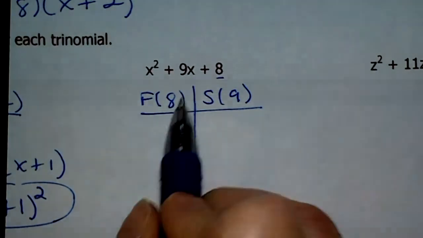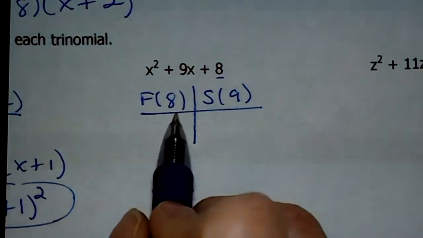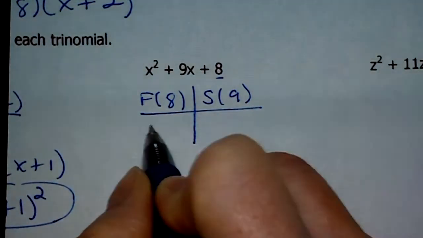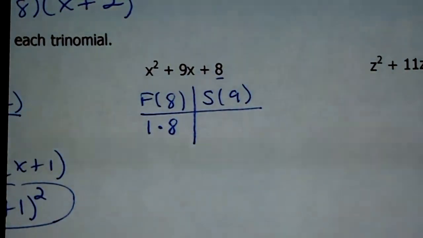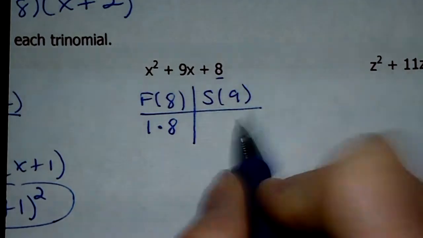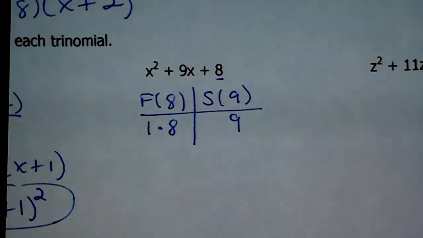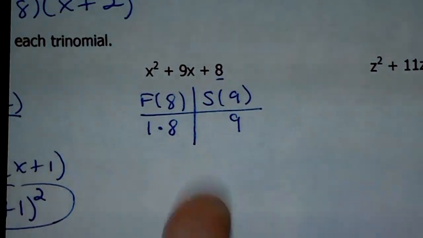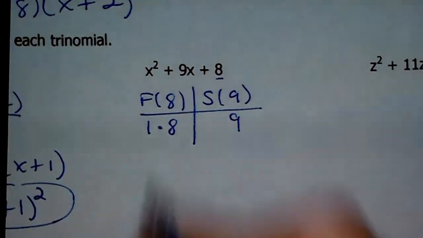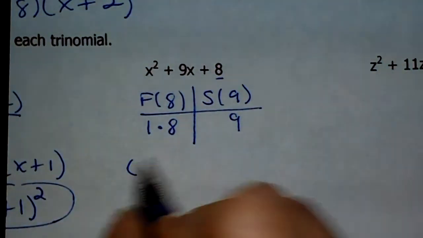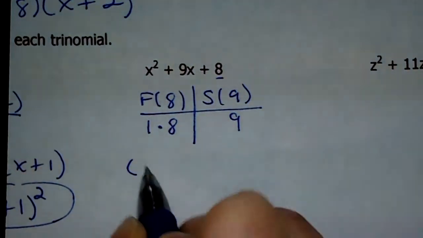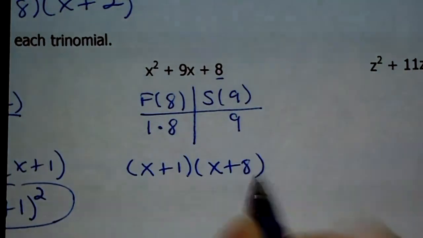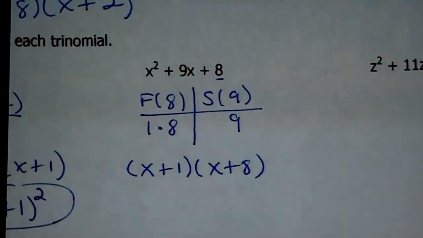Well, I know that 2 times 4, those are factors of 8, but 2 plus 4 won't give me 9. I know also that 1 times 8 is 8, and 1 plus 8 is 9. So although there are other factors of 8, those are the factors of 8 that when I add them together, I get the sum of the b. So my resulting factored form would be x plus 1 and x plus 8. And we're done with that one.